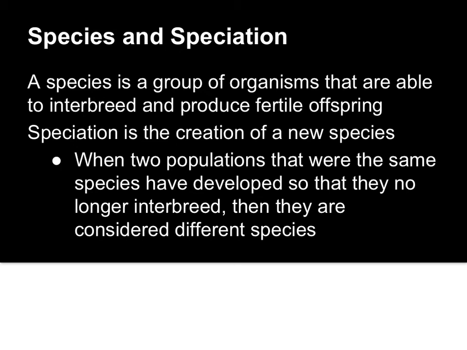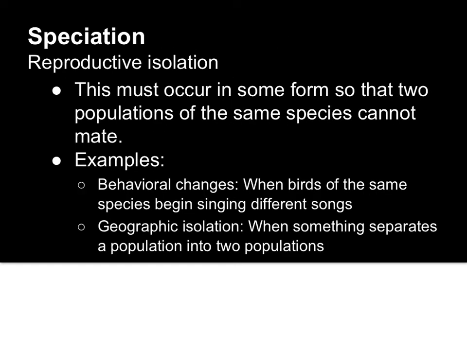Okay, so that just means that's how we get new species formed. So this happens due to reproductive isolation. That means two populations of the species cannot mate.